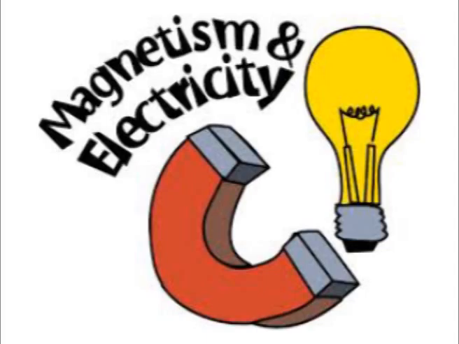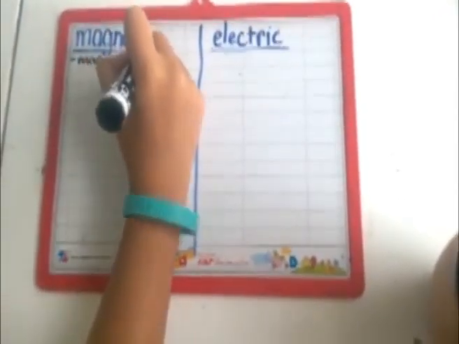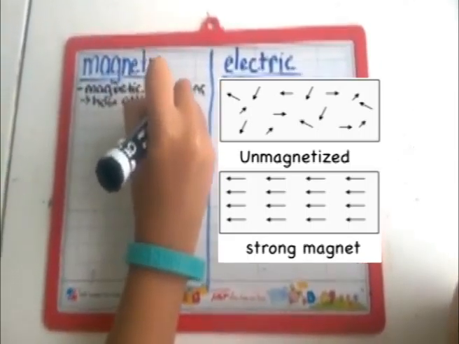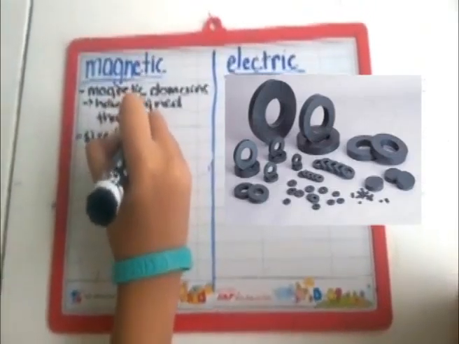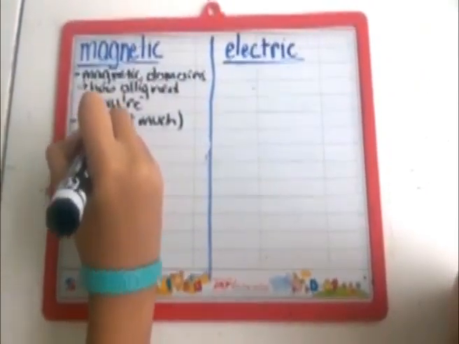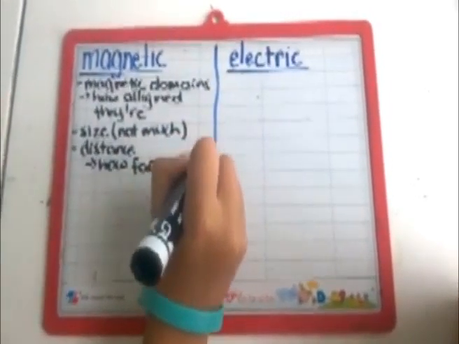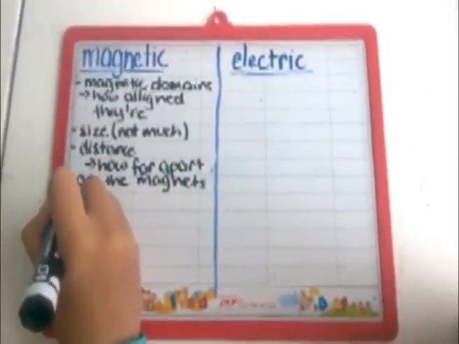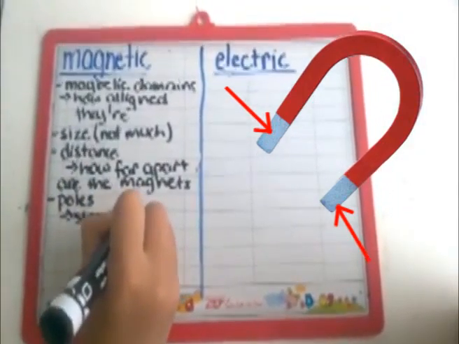Last but not least, we will talk about magnetism and electricity. There are some factors that affect the strength of the magnetic force. First is how aligned the magnetic domains are. Second is the size of the magnet, but this does not really affect much. Next is the distance between the magnet and the object. Last will be how strong the pole is. Usually, the magnet is strongest at the edge of it.